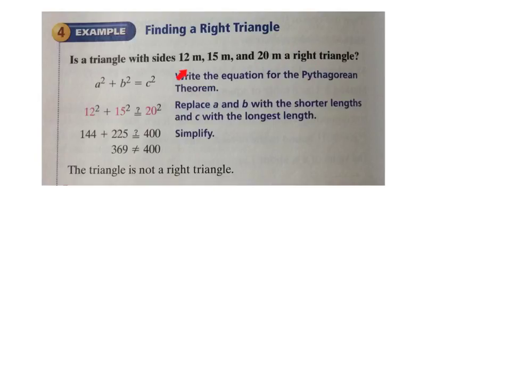So 12 meters, 15, and 20. So 12 and 15 are a and b. So 12 squared plus 15 squared equals 20 squared. 12 squared is 144. It's 12 times 12. 15 times 15 is 225. 20 times 20 is 400. Now the left side adds up to 369. That is not the same as 400, so this is not a right triangle. It can be some other kind of triangle, but definitely not a right triangle.